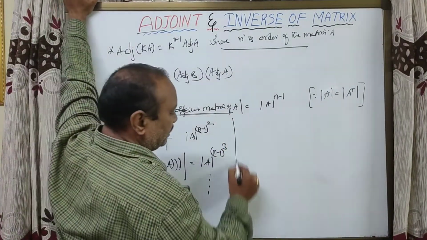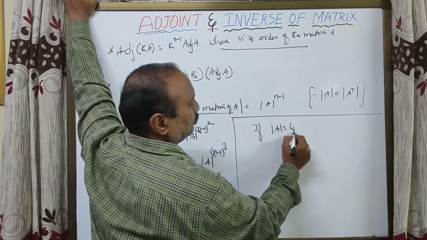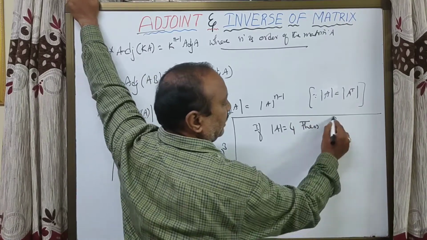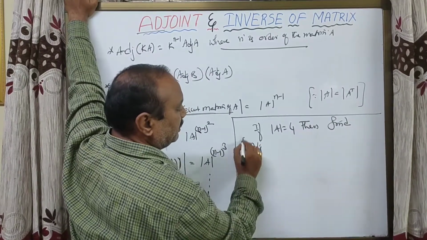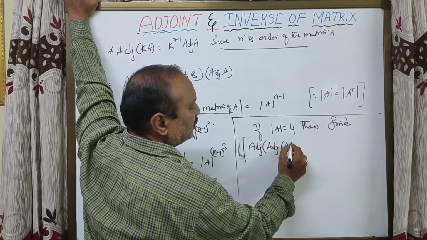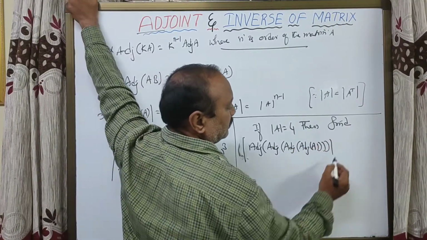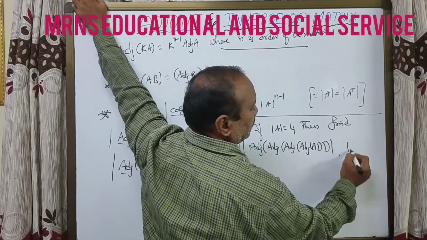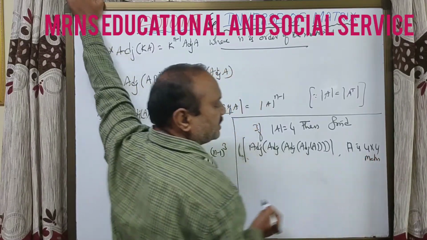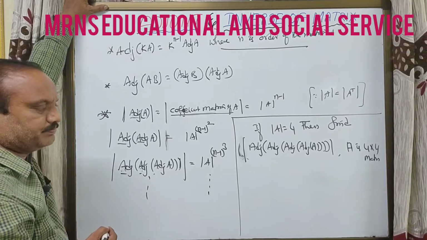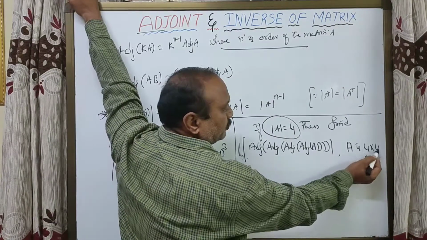Now students, very, very important objective question is, if det A equal to 4, then find determinant of adjoint of A. Here A is 4 by 4 matrix, and that means order of the matrix A is 4 by 4. Here given det A value 4, order of A is 4 by 4.